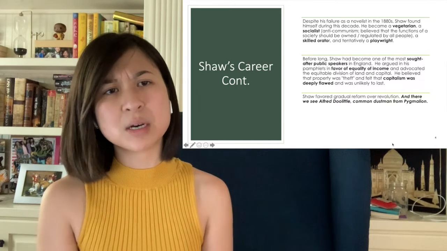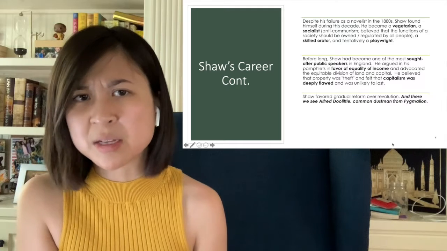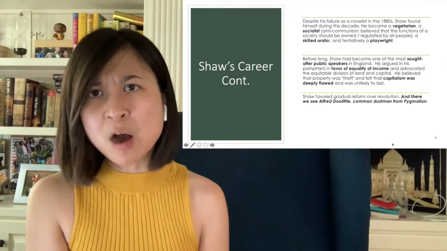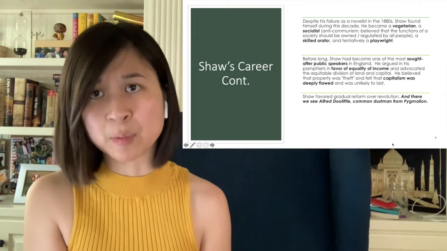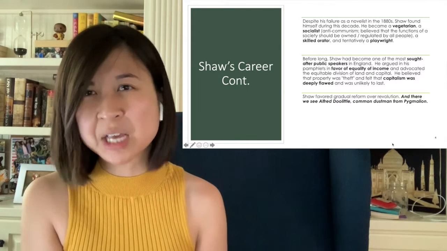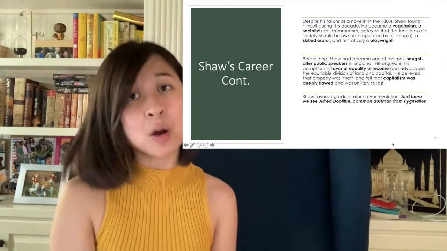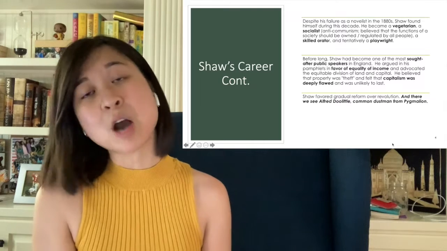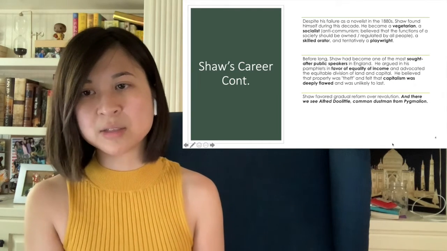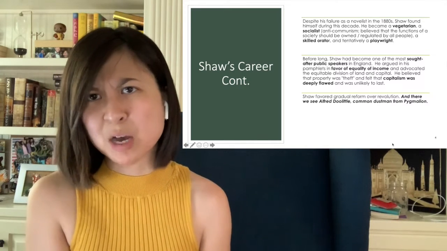He, although a socialist, didn't necessarily feel that you should reform immediately. You shouldn't rise up and fight. He was really all about peaceful, gradual reform, essentially reform through education and through the fine arts and plays and writing. And so there we see Alfred Doolittle, a common dustman in Pygmalion, who really showcases Shaw's viewpoints and his message and how he views life kind of should be.